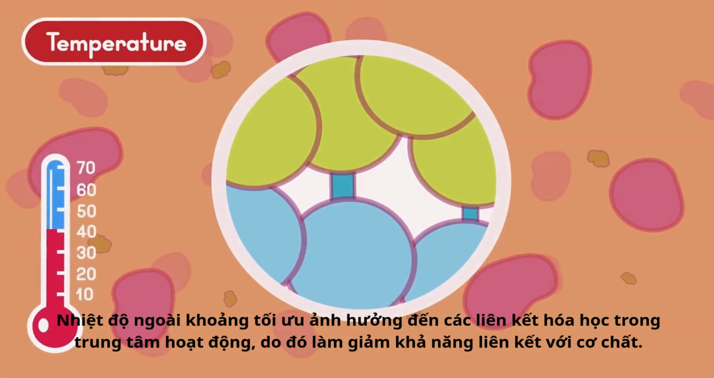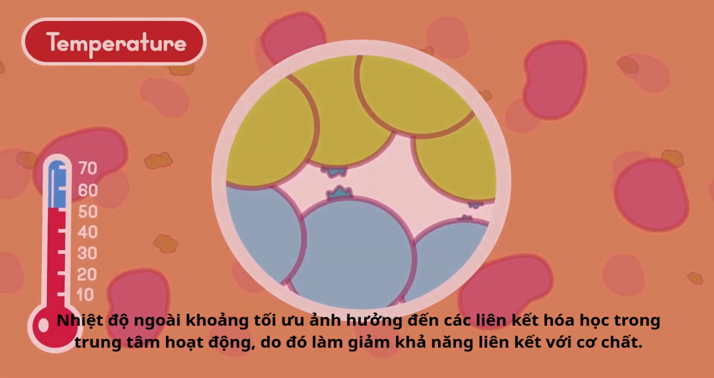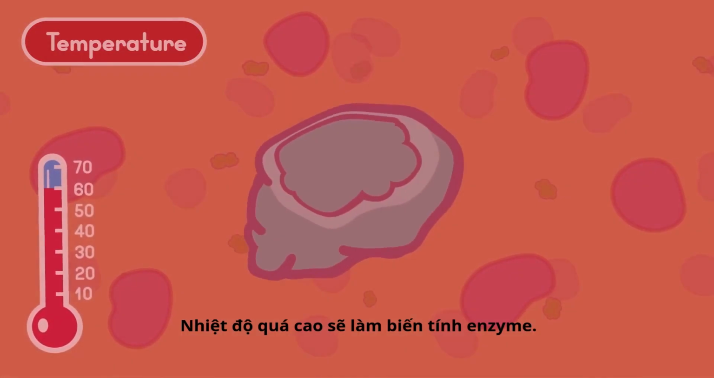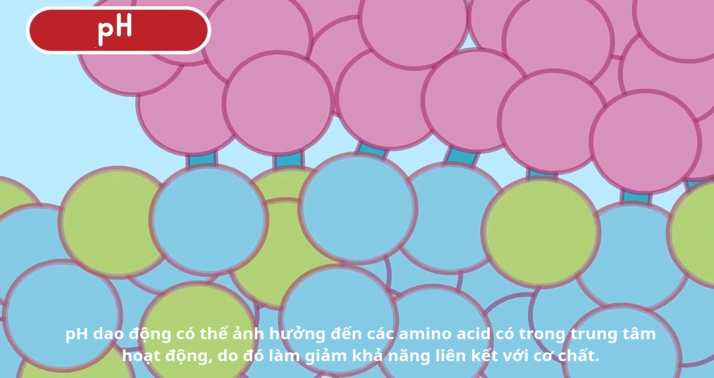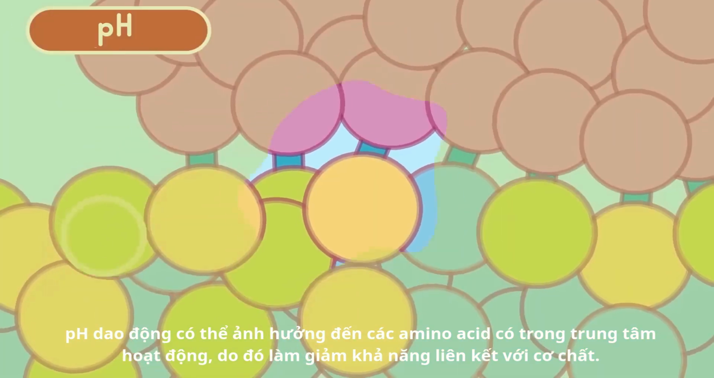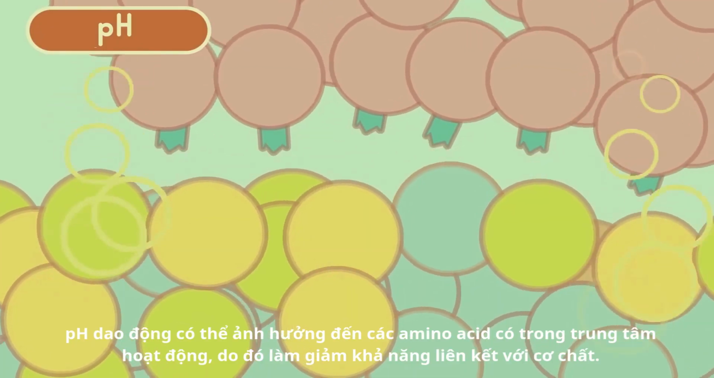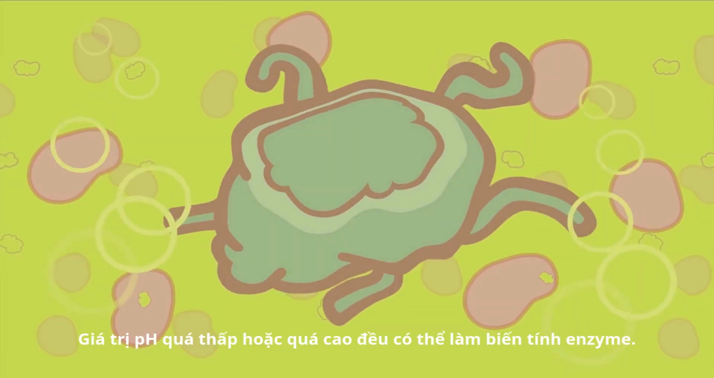Increasing or decreasing the temperature from 37 degrees Celsius affects chemical bonds in the active site, making them less suited to bind substrates. Higher temperatures denature enzymes. pH. Amino acids present in the active site are acidic or basic. Fluctuation in pH can affect these amino acids, making it hard for substrates to bind. Extreme pH values can denature enzymes.